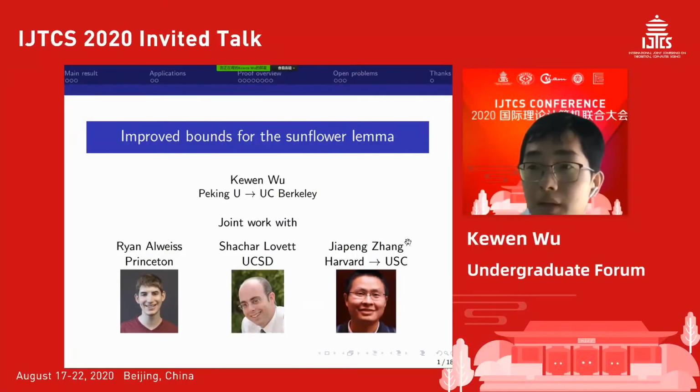I'm Ke from Peking University, and I will join UC Berkeley this fall. I'm very happy to be here to present our work, Improved Bounds for the Sunflower Lemma. This is a joint work with Ron Elvis from Princeton, Shahar Lovett from UC San Diego, and Jiapeng Zhang from Harvard. And he will be an assistant professor at USC this fall as well.